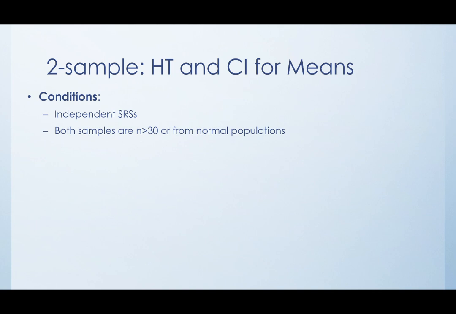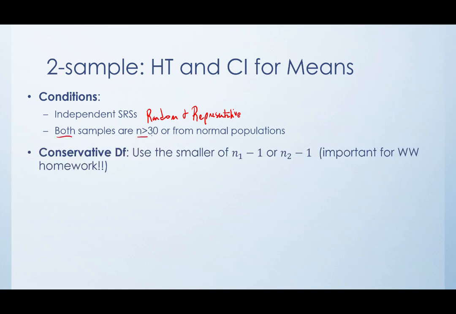we talked about central limit theorem, and same thing as when we talked about one sample inference, right? We need our samples to be random. So it doesn't have to be a simple random sample, but it does need to be random and really also representative, right? You can have a random sample that's not representative, so it needs to be representative. Both of your samples need to be at least sample size of 30 or from a normal population. So very straightforward. These are easy, right? They're the same as they have been.